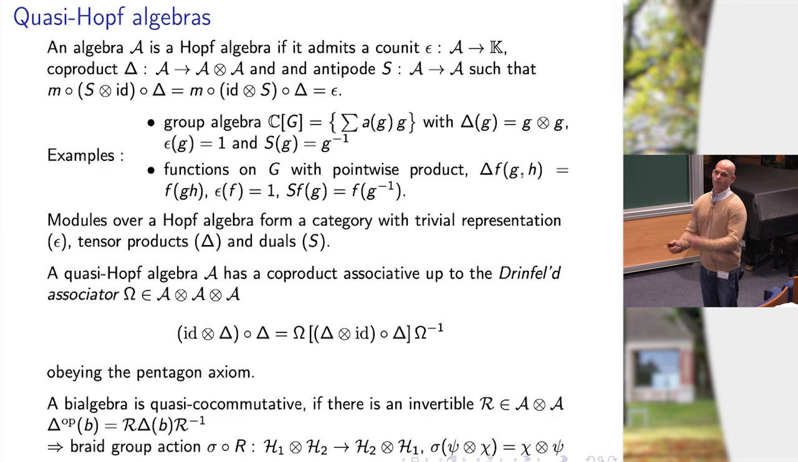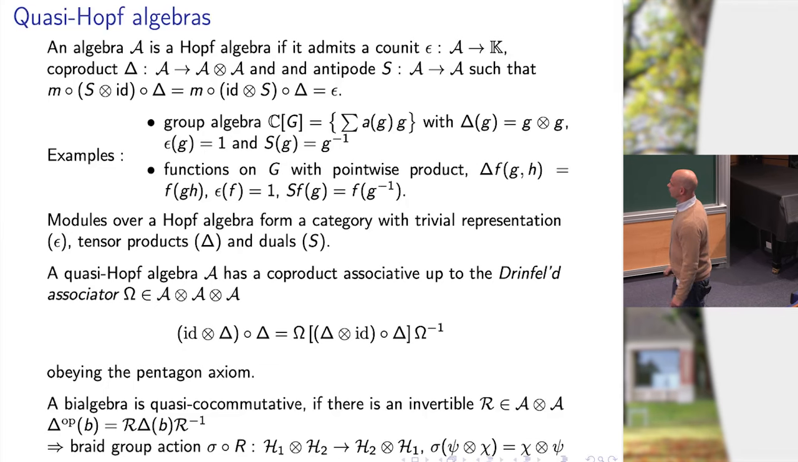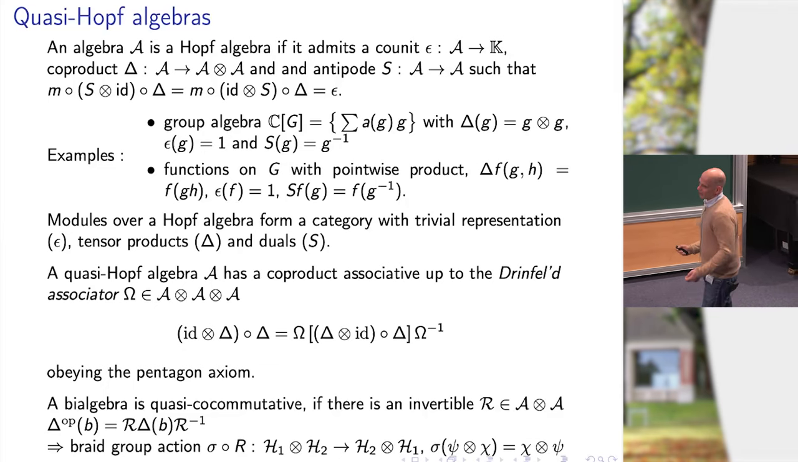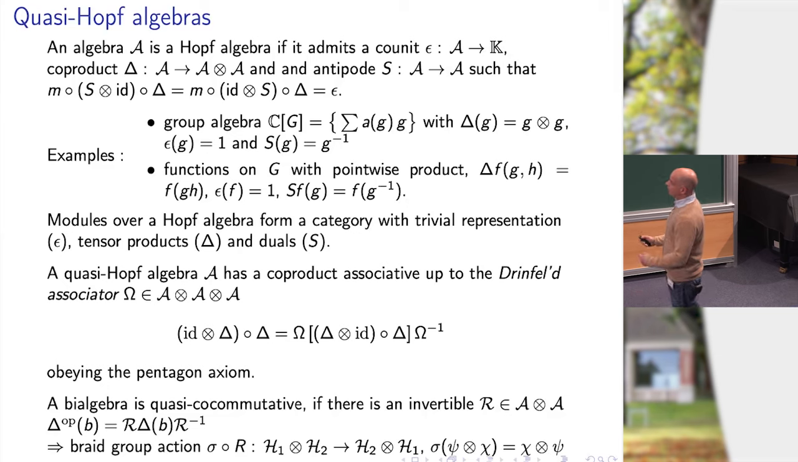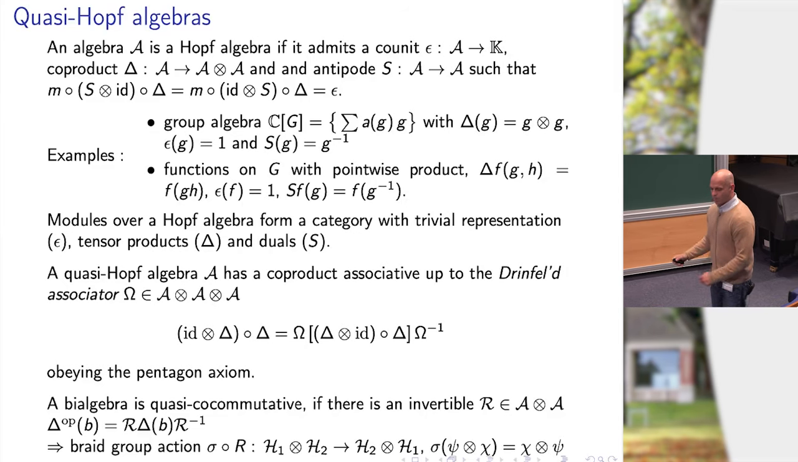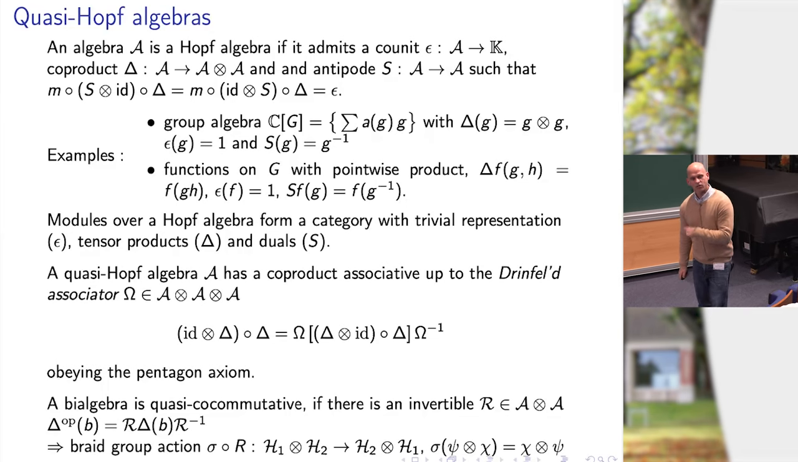And finally, you could ask whether it's also co-commutative. Co-commutative means the order in the result of the co-product does not matter. Usually, in an interesting example, it matters. For instance, here, if the group is non-abelian, it matters. Now, in order to have control on the difference between the co-product and the opposite co-product, we assume the existence of an element R that satisfies that relation. What you get, once you have this, is an action of the braid group.